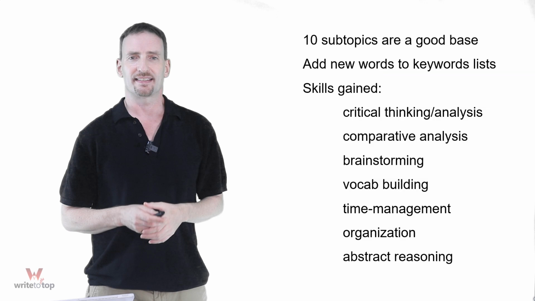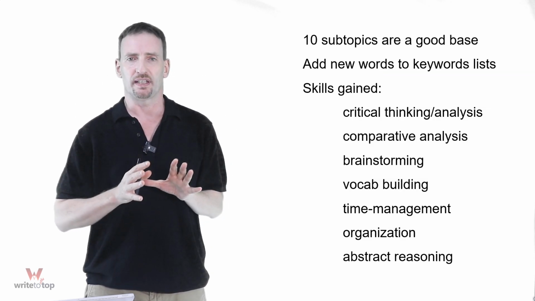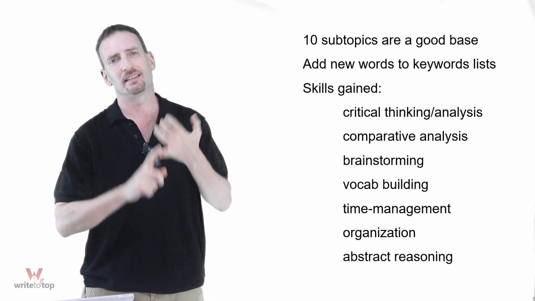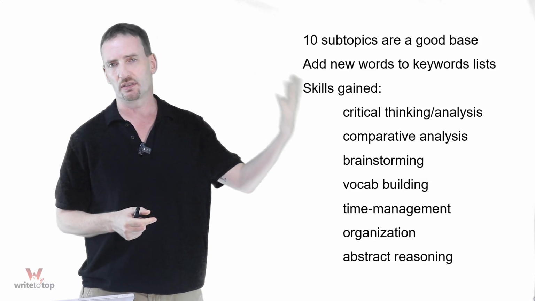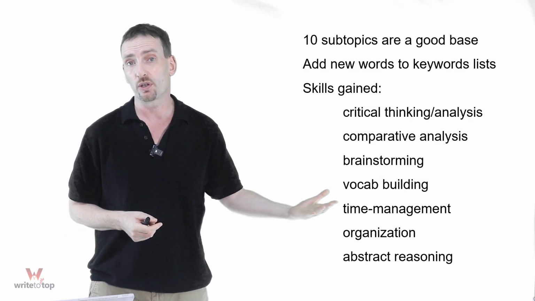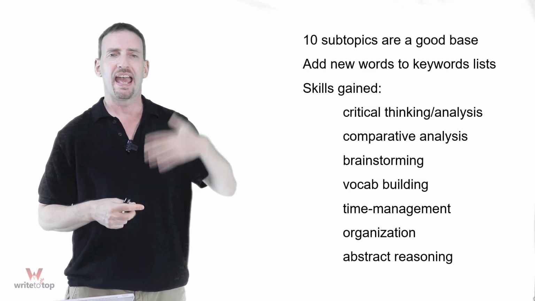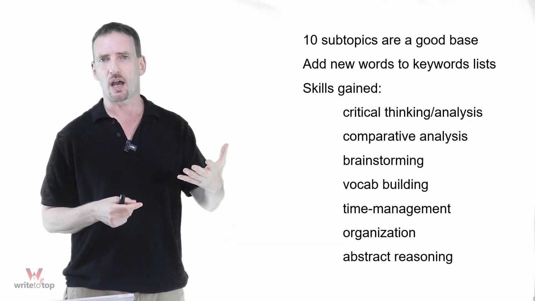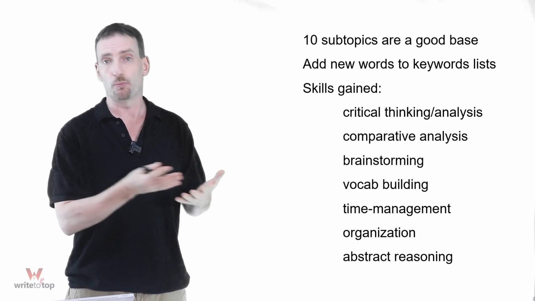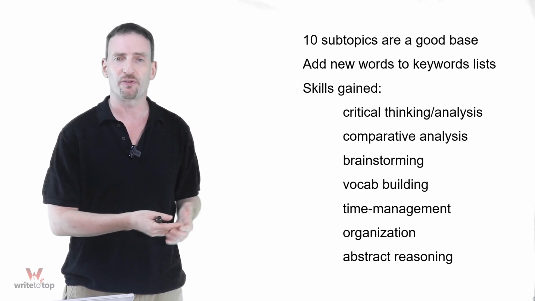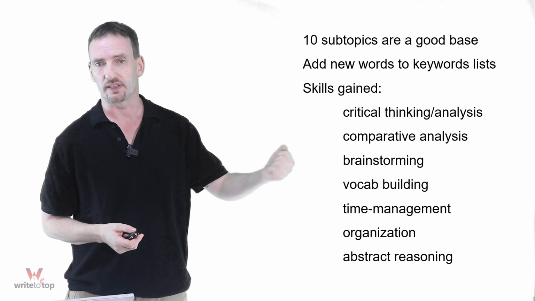Okay? So that's that. Now, generally speaking, you should have at least 10 subtopics for each topic. The more you have, the better, right? But 10 should be a bit of a minimum. As you're creating the subtopics, you might come across more new words that you didn't think of before. Add them to your keyword list.